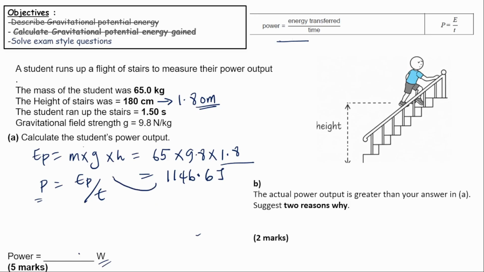Now we can substitute this in this equation with our time being 1.5, and then we can find the power. It goes to 1,146.6 divided by 1.5, and that should give us 764.4 watts. Our answer is going to be 764.4.